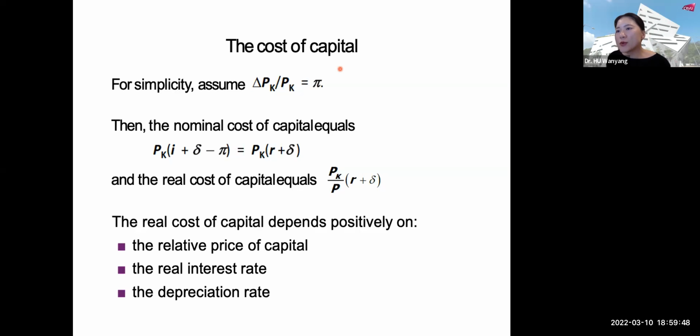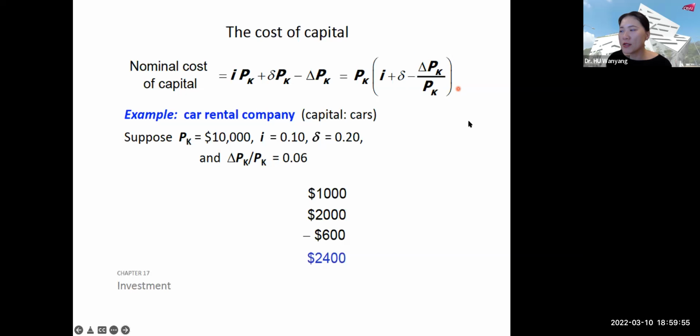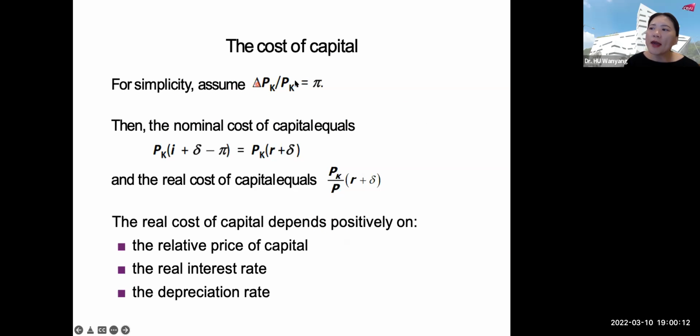So here we do some more manipulation. We assume this component is actually the capital loss. The capital loss is delta pk as a proportion of pk. So delta pk divided by the nominal pk, we use pi. So this is more like a share.